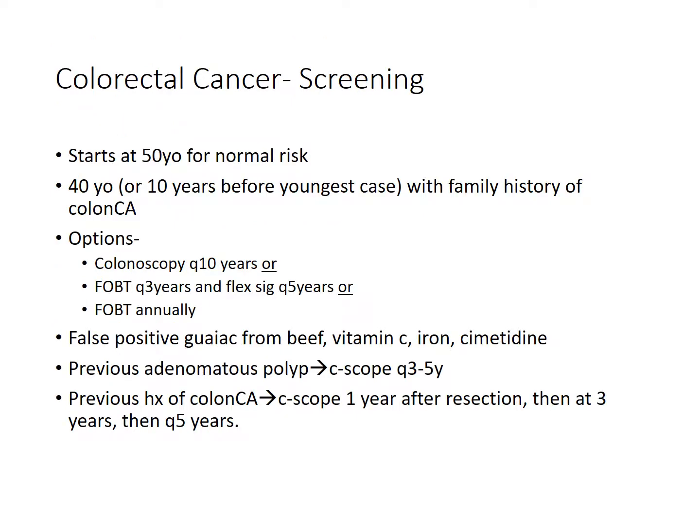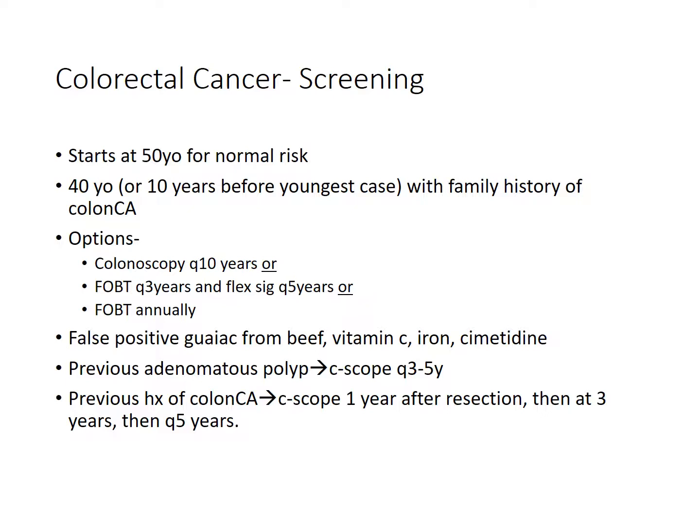So screening, yes, probably all already know this, hopefully. Start at 50 for normal risk patients. Start at 40 in anyone who has a family history of colon cancer, or 10 years prior to the youngest case in the family. So for normal risk patients, you can do colonoscopy every 10 years, or you can do hemocult every 3 years and a flex sig every 5 years, or hemocult annually.